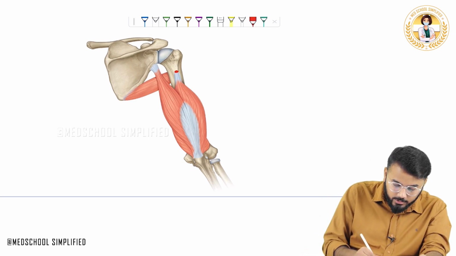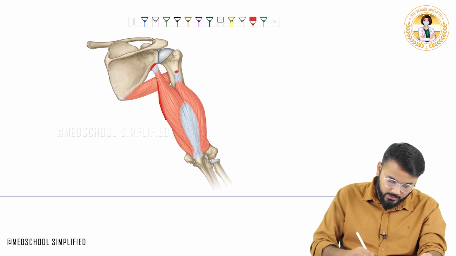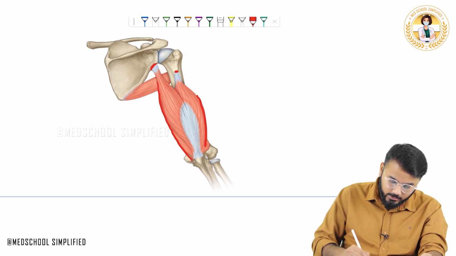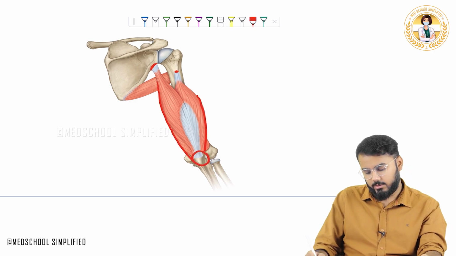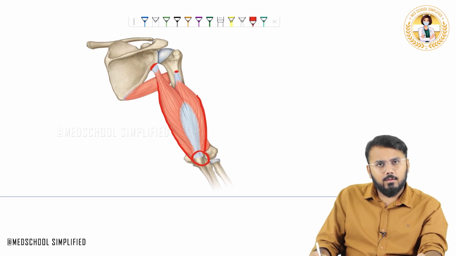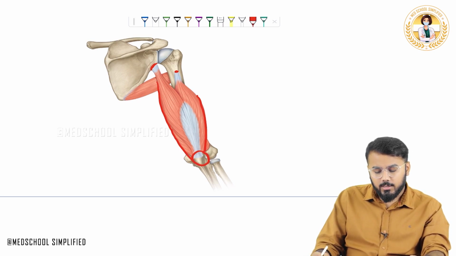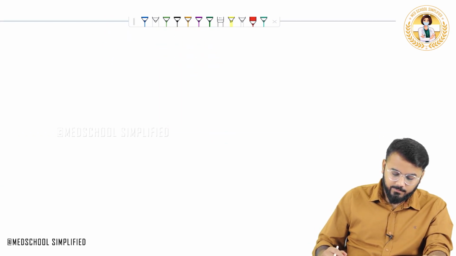Whereas the long head originates from the infraglenoid tubercle here. All of them together are inserting to the olecranon process here. You see, this is your olecranon process, right? So they are inserting to the olecranon process of the ulna. This muscle, I'm sorry, is called your triceps muscle.